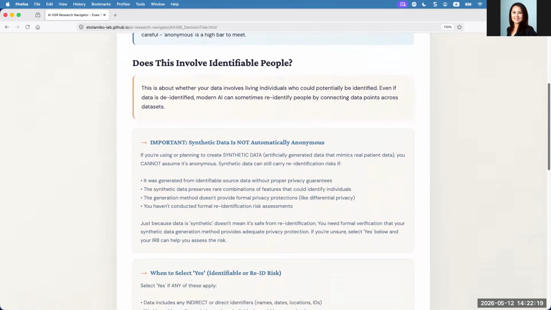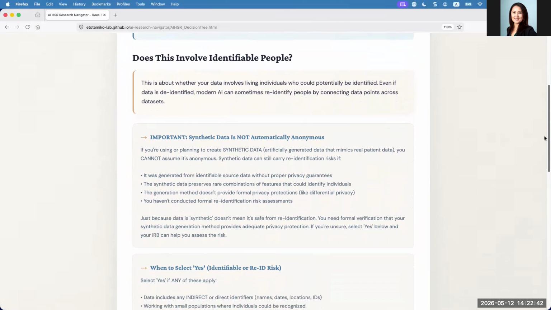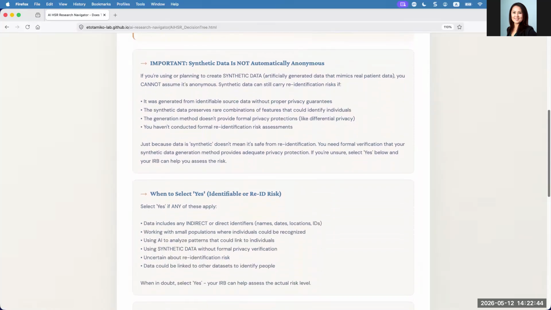Question 6, does this involve identifiable people? Okay, now we also want to know if the data is identifiable, because that's also part of the human subjects definition. So here's where the tool addresses a major misconception. You notice that the first thing it talks about is synthetic data, and that it does not automatically mean anonymous.